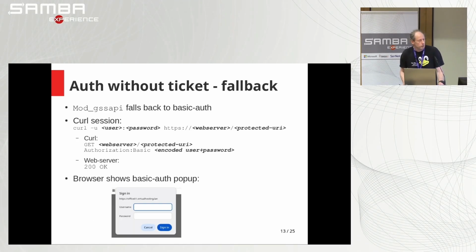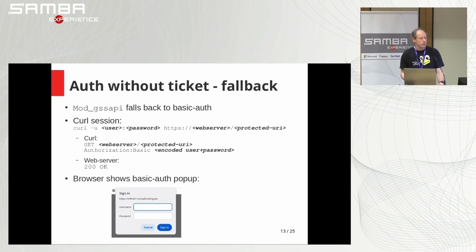Then, if we don't have a ticket, mod GSS API will fall back, if you configure that, to basic auth. And that's fine if you have an automated session. If you use curl, it will just get the authorization basic, and then it passes the encoded passwords in base 64 to the web server. It tells you 200 and serves you the page. It's not so nice.